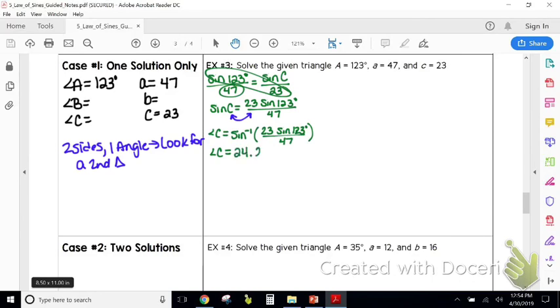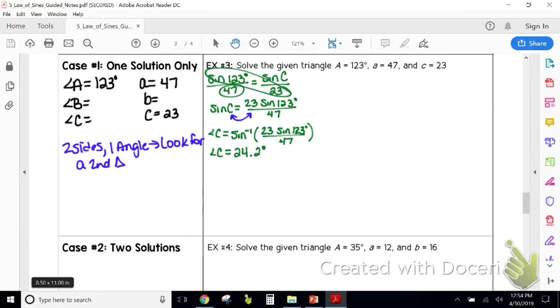Alright, so let's go ahead and round angles to the nearest tenth of a degree, unless for some reason the directions tell us otherwise, okay? So sides to 3 decimal places, angles to 1, unless the directions tell me different. Alright, so we got angle C is 24.2 degrees.